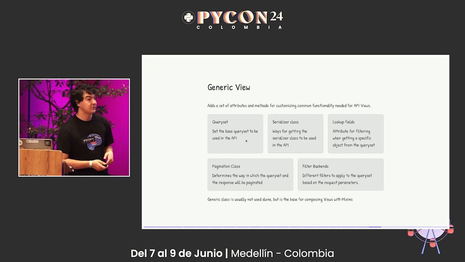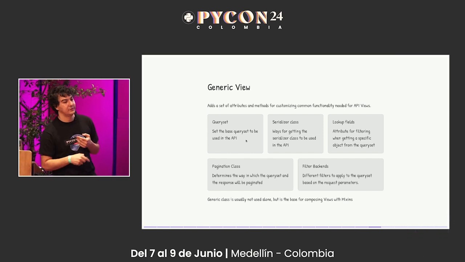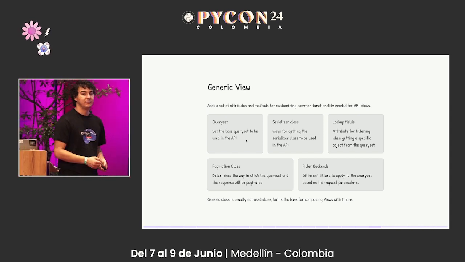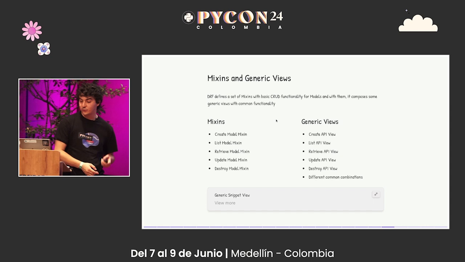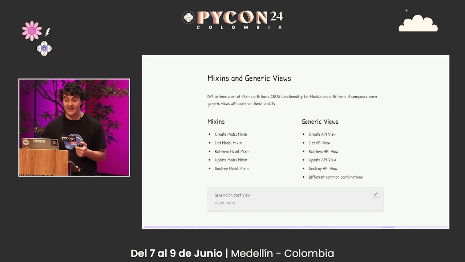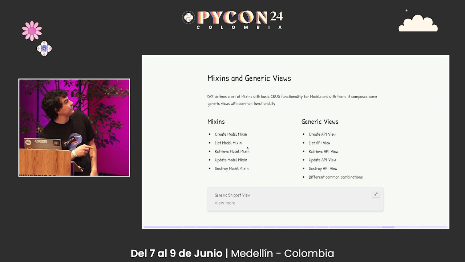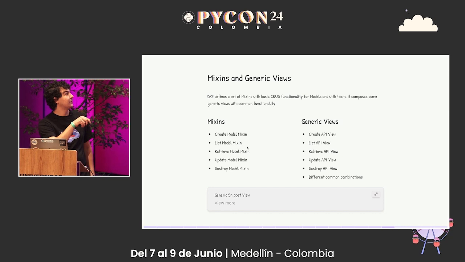Generic class is not usually used alone. Generic class gives you all these different options, but it doesn't give you an actual implementation of the methods. You would still need to put the actual handlers. And that's where you got the other mixins and generic views so that you can compose them and get the actual handlers going there. So these are the mixins that come with Django REST Framework. These are the generic views that come. So create model mixin, list model mixin, retrieve, update, destroy, and the actual view. So create API view, all that, and combinations of these.